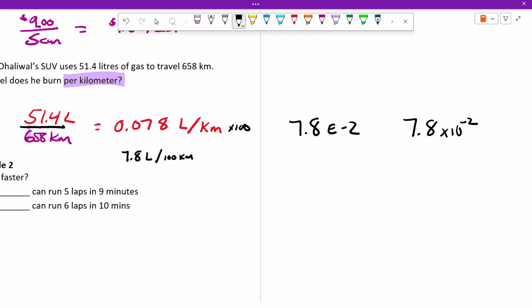If you end up with something like this on your calculator, the only thing you really need to know is this little negative 2, or maybe it's a negative 3. It tells you how many spots to move the decimal to get to the real number. So this means move the decimal 2 spots this way, and the number is actually 0.078. That's what that means, okay?